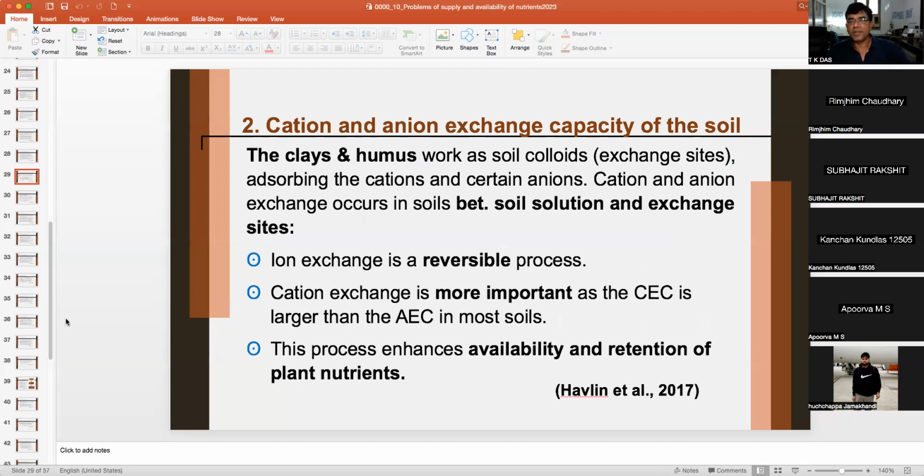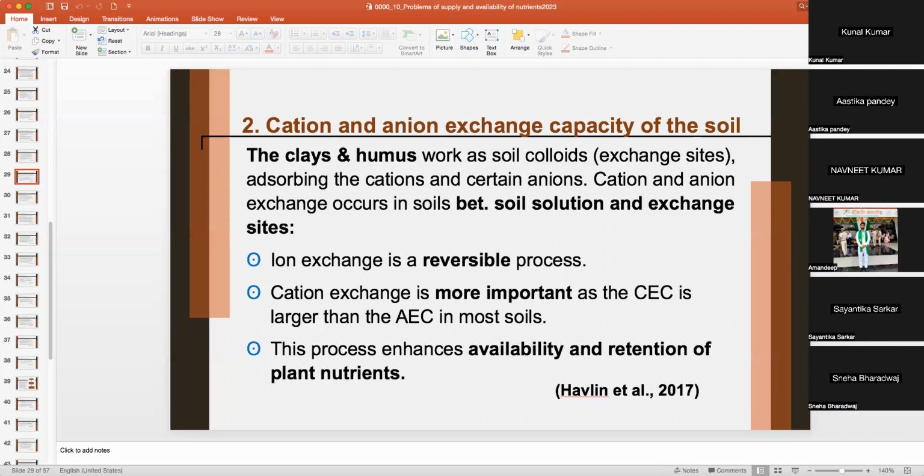Cation and anion exchange capacity of the soil. So up to now, do you have any question, any doubt, any point of clarification? Any point, Apurva? Anything you want to ask? Achappa? No, sir.